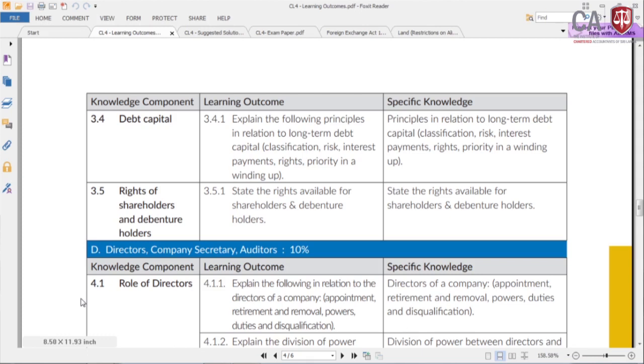You know now how to state the rights available for shareholders and debenture holders, and thereby having specific knowledge on the rights available for shareholders and debenture holders.